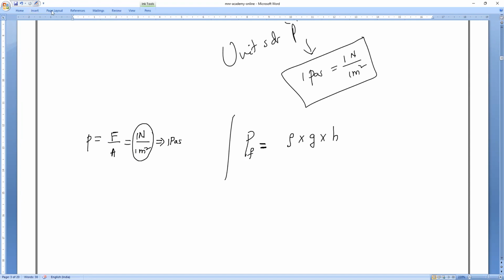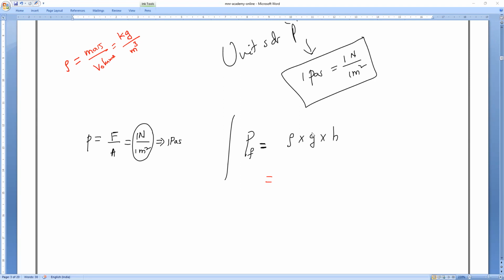So now please make attention. Little tough. What is the unit of density? First, tell me what is the formula for density? Density is equal to mass by volume. So what is the unit of mass? Kilogram. Unit of volume, cubic meter.